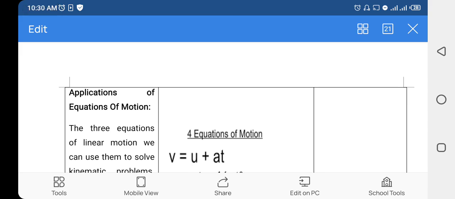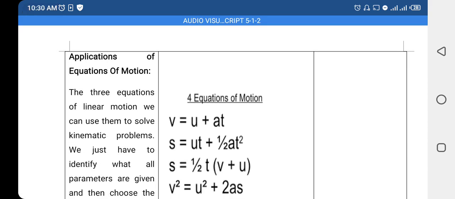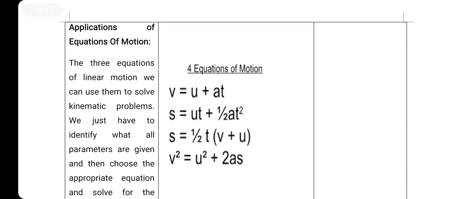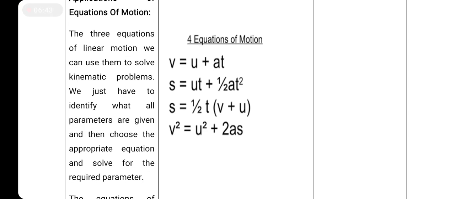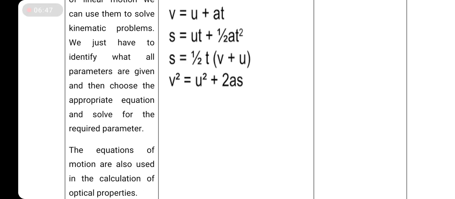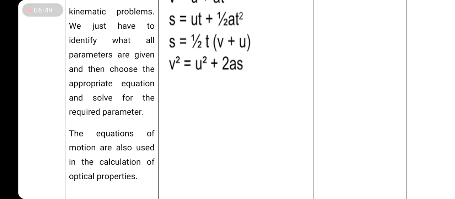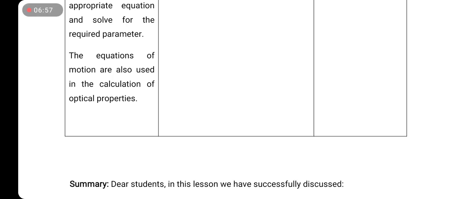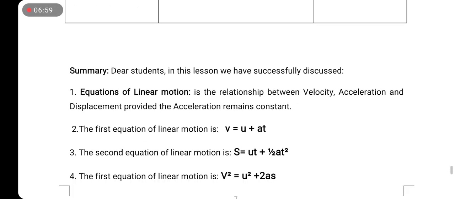Now the applications of the equations of motion. The three equations of linear motion, we can use them to solve kinematic problems. You just have to identify what parameters are given, then choose the appropriate equation and solve for the required parameter. The equations of motion are also used in the calculation of optical properties.